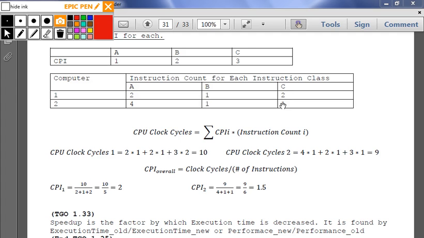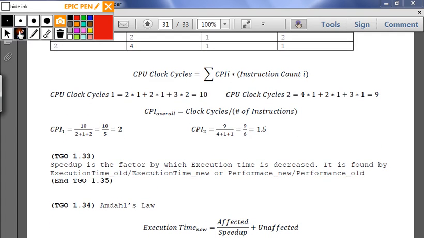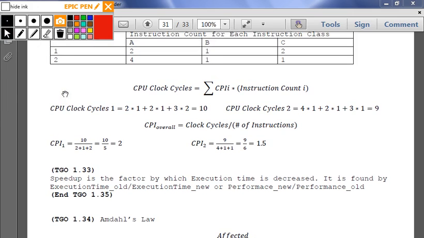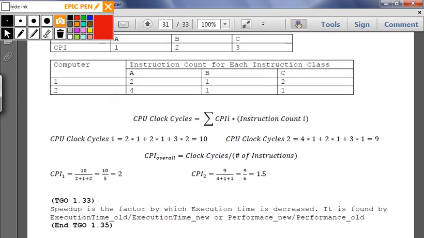So you see the comparison. What I just pointed out is this calculation and this calculation for computers 1 and 2. For the number of instructions for computer 1, in the denominator, we just add the number of instructions. So we add 2, 1, and 2. So this becomes 10 divided by 5. So the average CPI becomes 2 there.